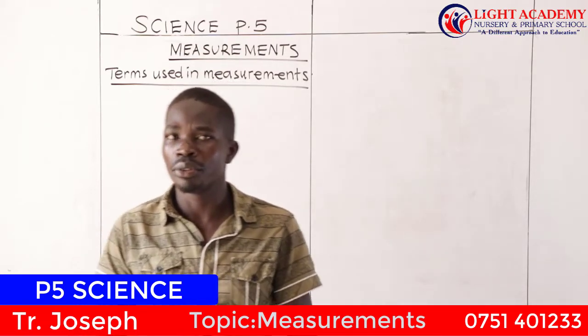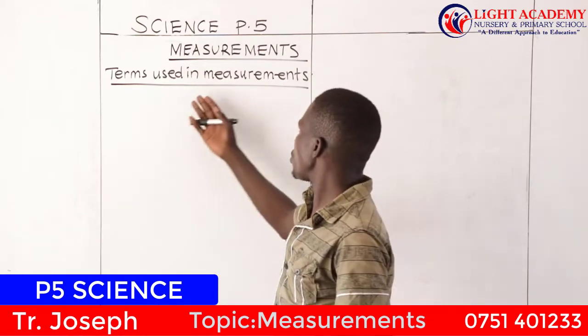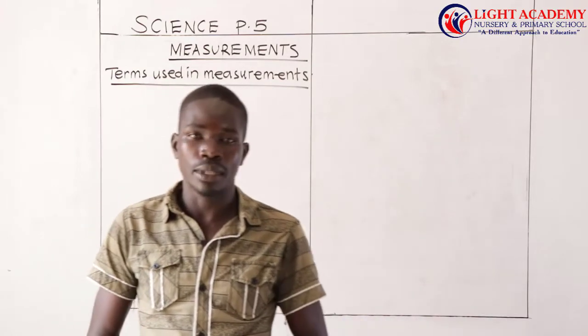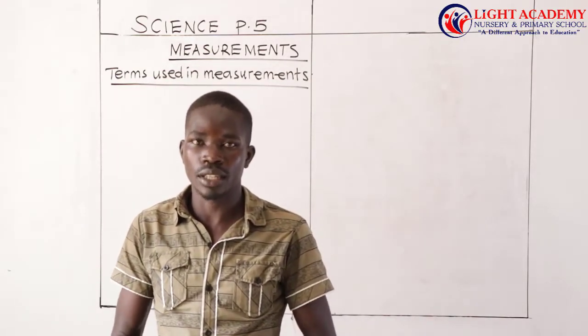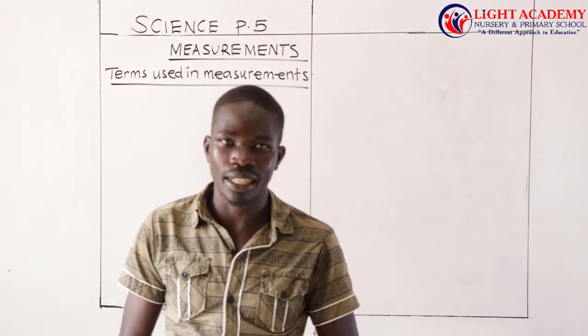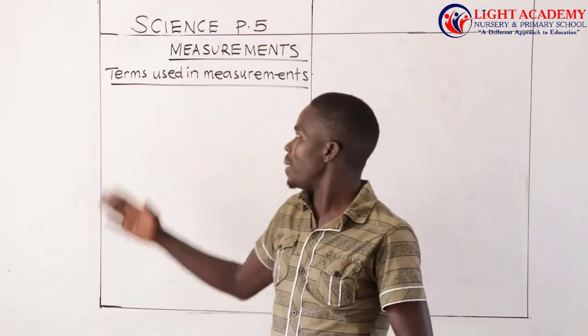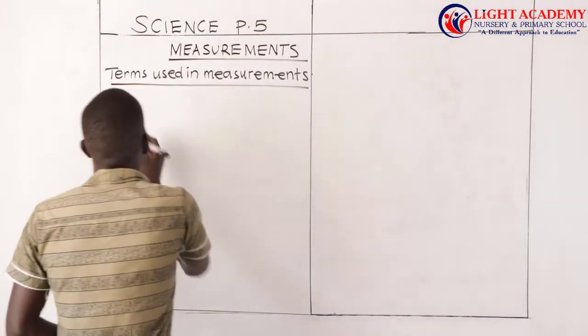But before we go through what to measure and what to do, we need to look at terms used in measurements. After these terms, we shall see next how we are going to calculate some work. So the first term we are going to look at is called atom.